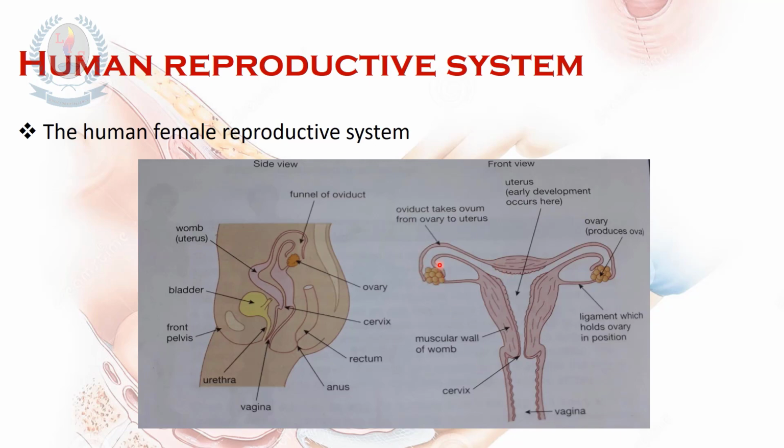Okay, so in humans we can identify several parts here. Here you can see the ovaries. Females bear two ovaries, and this tube we call an oviduct, or sometimes fallopian tube, and this area we call the uterus, and this is the cervix, and this area is called the vagina.